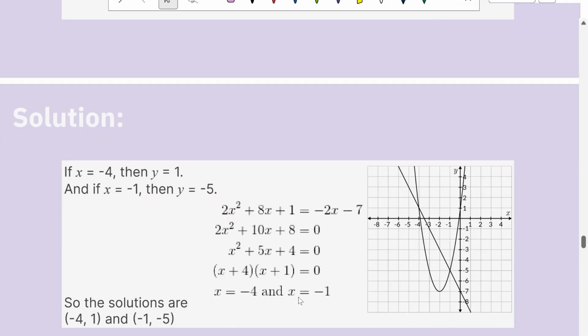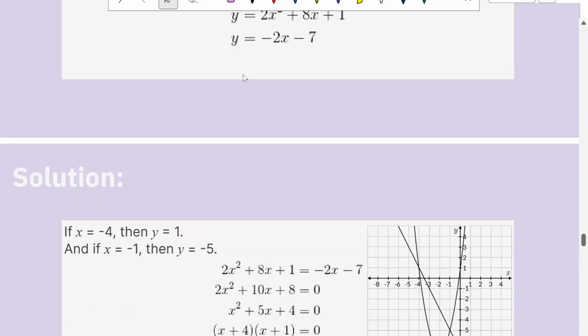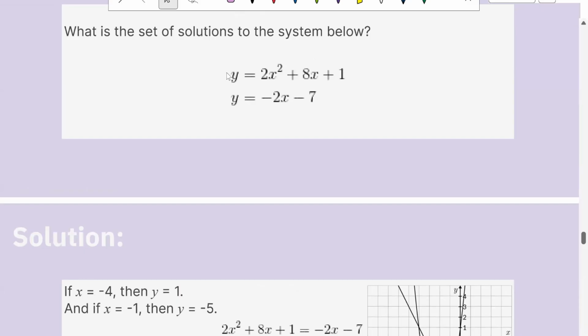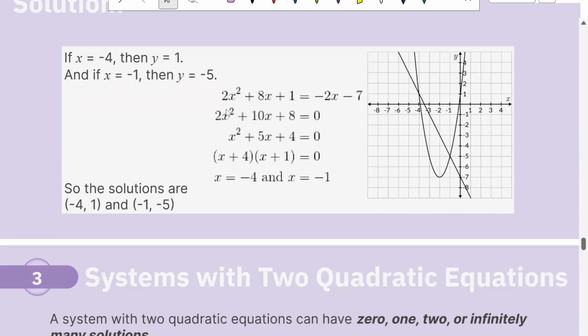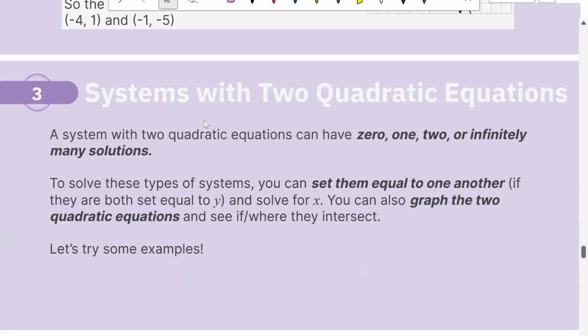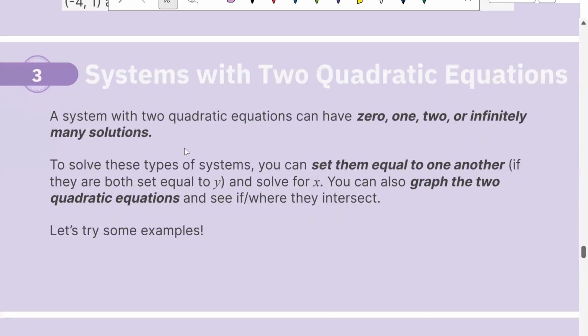For the second part, x equals -1, we would plug that in, and we will get -5 if we plug that in for these two equations here. A system with two quadratic equations can have 0, 1, 2, or infinitely many solutions. You set them equal to each other if they're both set equal to y, and then you solve it for x. And you can graph them as well.